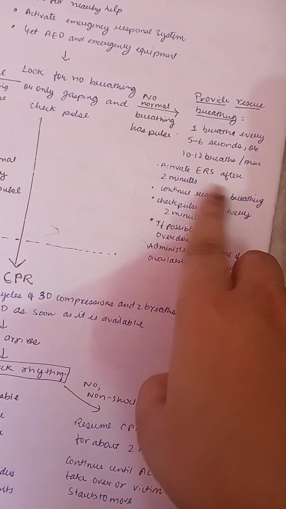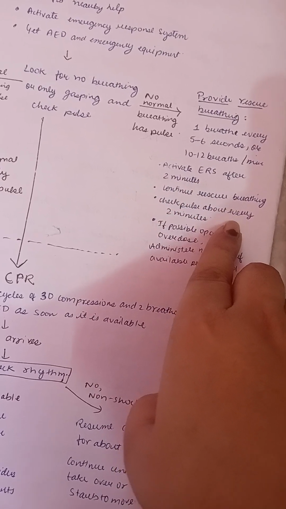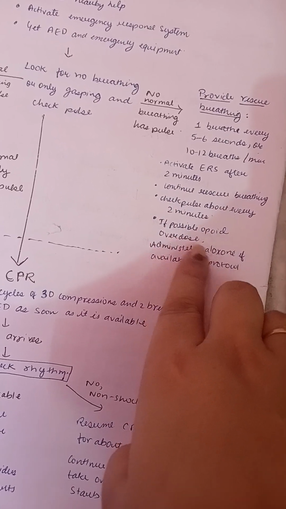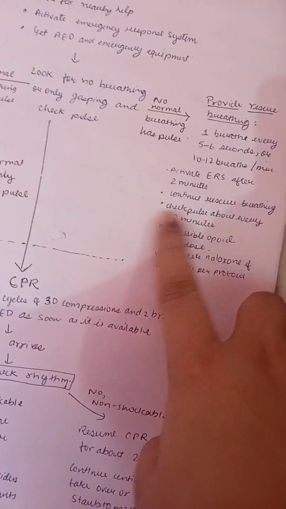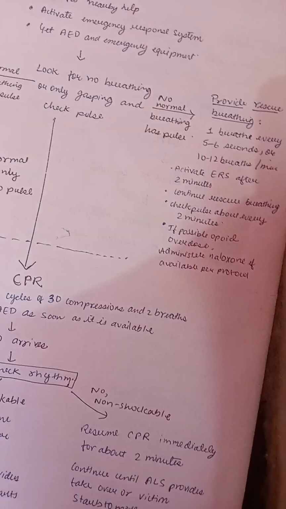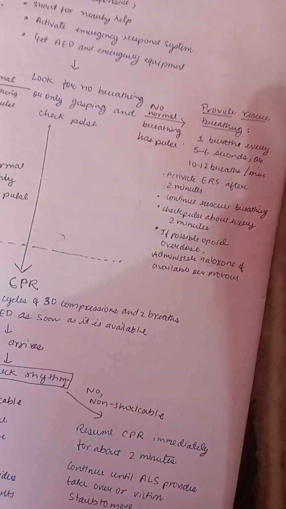Then activate ERS after 2 minutes. Continue rescue breathing. Check pulse about every 2 minutes. If possible, in opioid overdose, administer naloxone if available per protocol. This step you can avoid, but if possible we can give that. So it creates a response, so the patient responds.